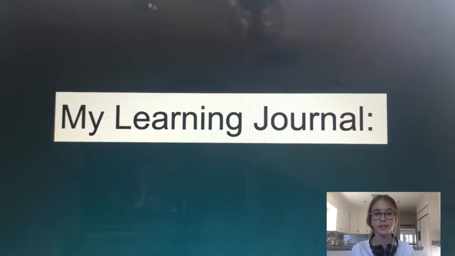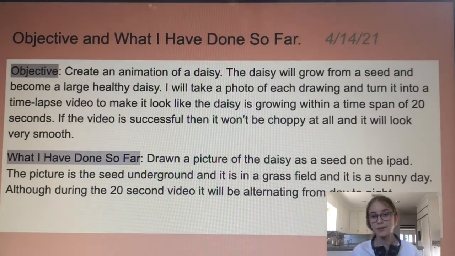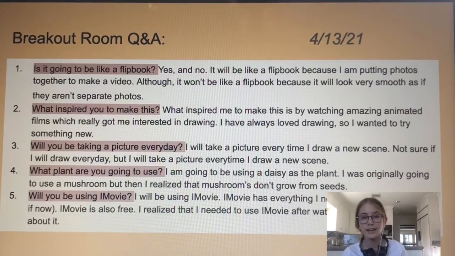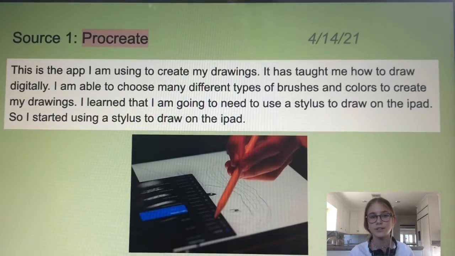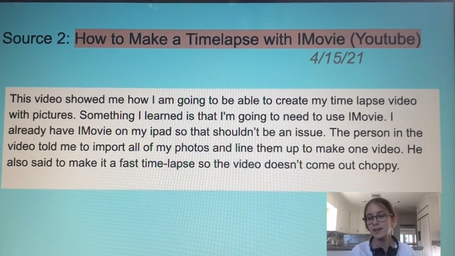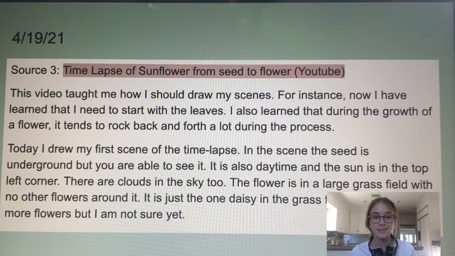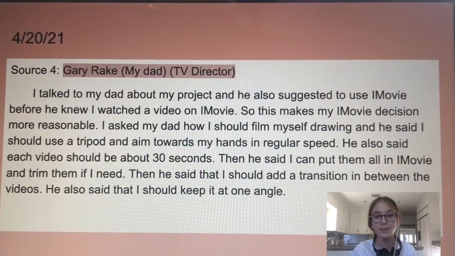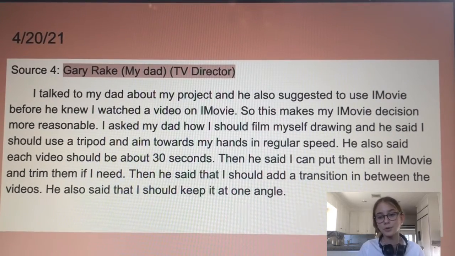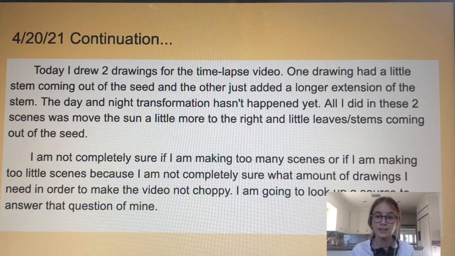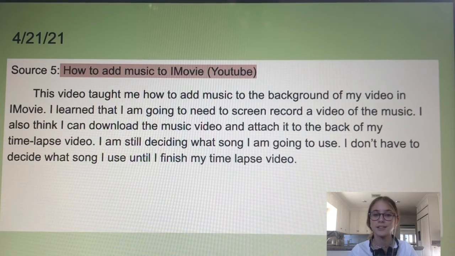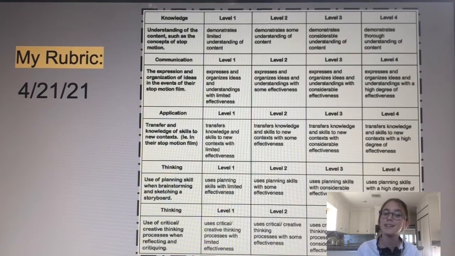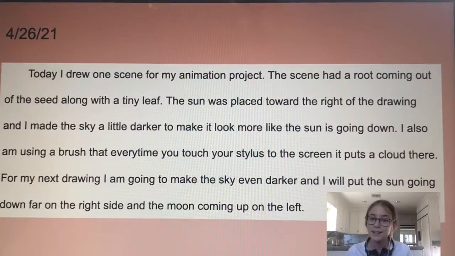This is my learning journal, and this is where I documented all of what I learned and what I know now, and all of my trial and error in what I did to create my final product. Some things I learned were that I couldn't use the iPad to put it all together. I had to use the computer, and I had to use more scenes than I thought I needed, which I also realized after I finished my product, because my product only ended up being 1 second long, which I did not want, but that's what I ended up with.